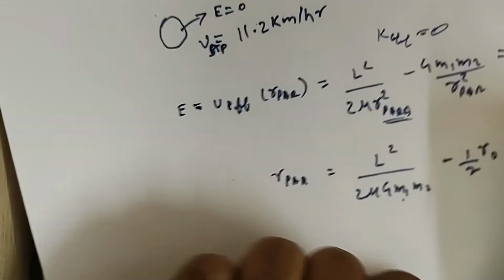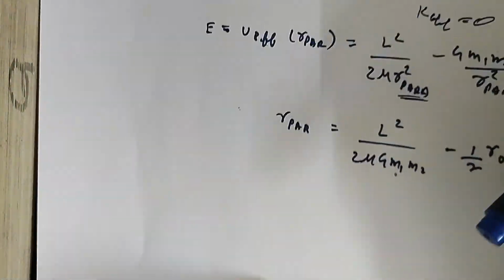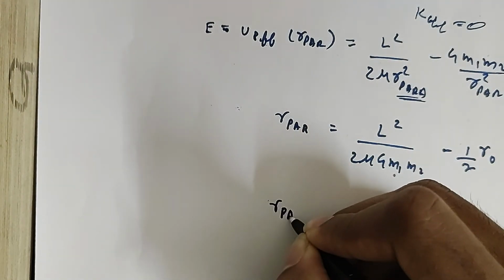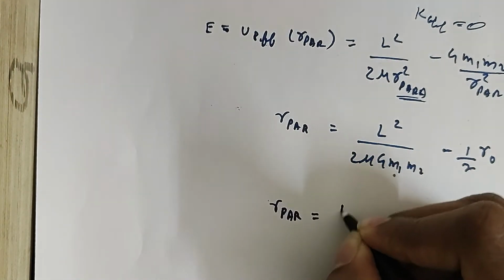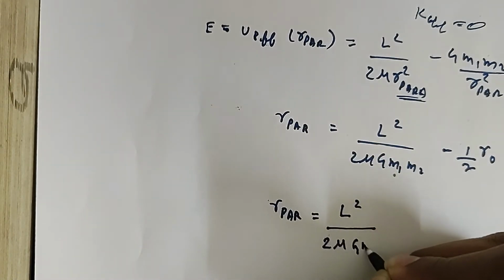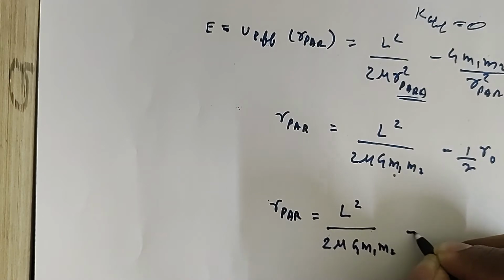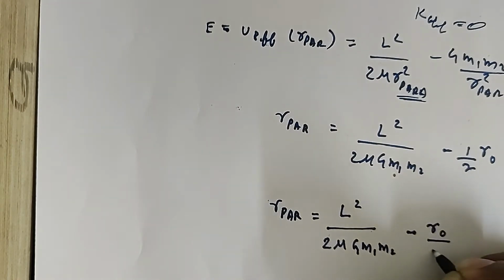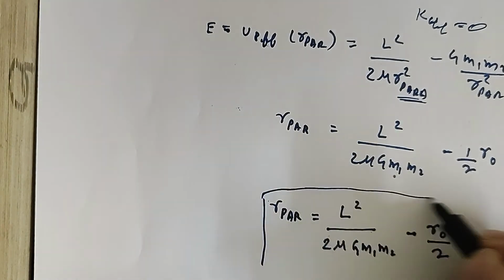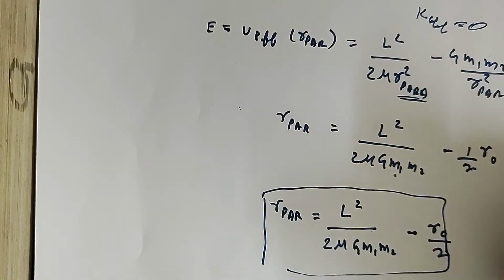Okay, so let me rewrite this equation to give more clarity for you. The parabolic path is L squared upon 2 mu G m1 m2 minus R naught by 2. What does this imply? Just looking at this equation, what can you say?